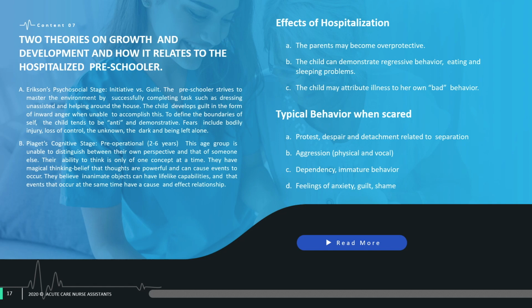Effects of hospitalization. The parents may become overprotective. The child can demonstrate regressive behavior, eating and sleeping problems. The child may attribute illness to her own bad behavior.